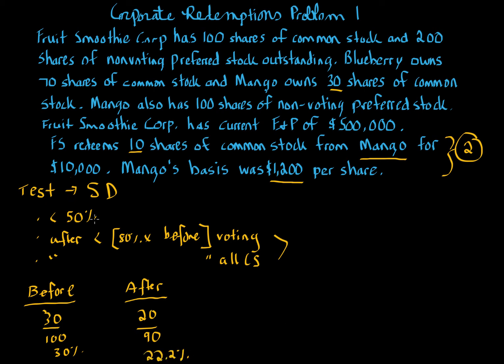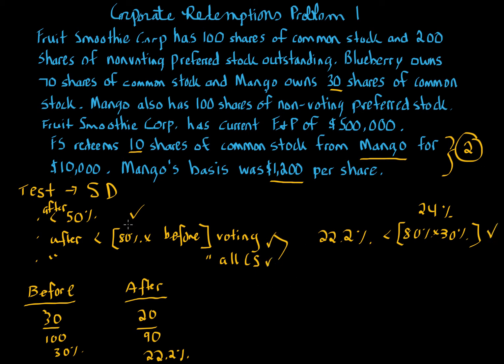All right, so let's apply the test. After percentage, is it less than 50%? Yes, it's 22.2%. All right, the after percentage, is it less than 80% of the before? So let's test that. The after percentage is 22.2%. Is that less than 80% times 30%, which is 24%? Yes. So 22% is less than 24%. So yes. And that's for both of these tests, right? That's for both of these.